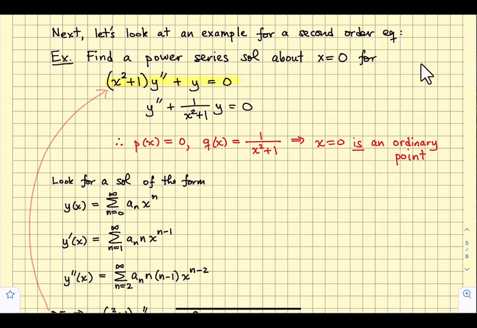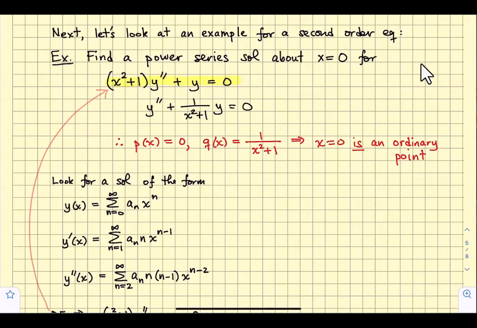Let's find a power series solution about x equals 0 for the equation (x squared plus 1) y double prime plus y equals 0. Now to check to make sure that 0 is an ordinary point, we'll go ahead and put this in its standard form. We'll divide by x squared plus 1. We'll check that our p here, notice p is the coefficient on the y prime. It's not there, it's 0. This is clearly an analytic function. And then if we look at this function, this is an analytic function also. And so this is an ordinary point. X equals 0 is an ordinary point. So we have the green light to go ahead.